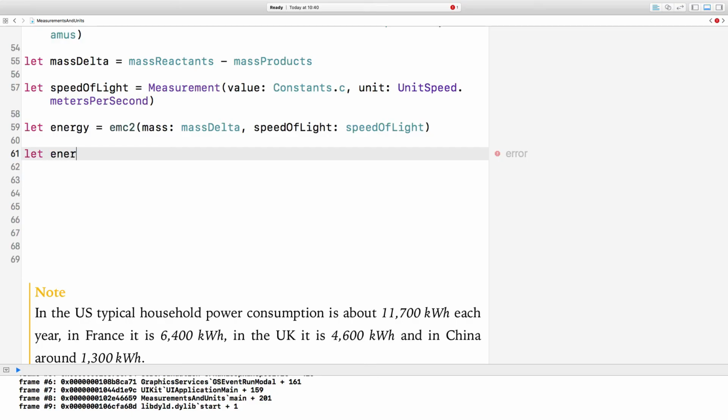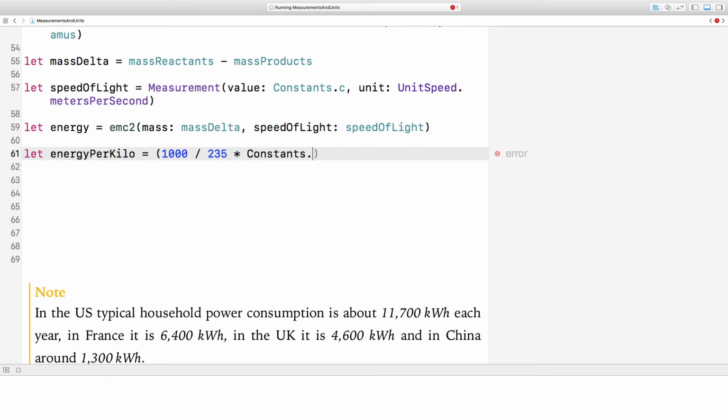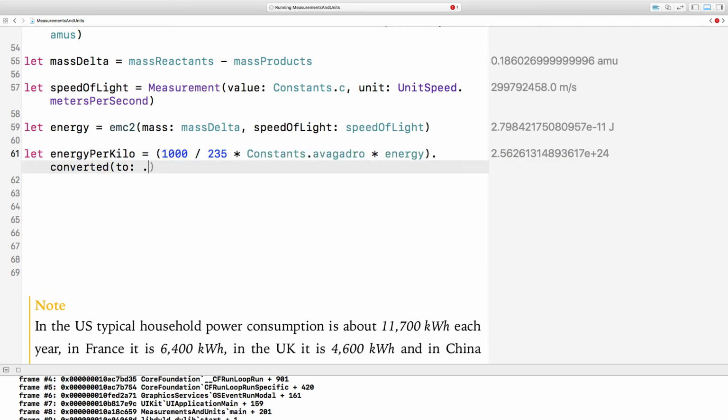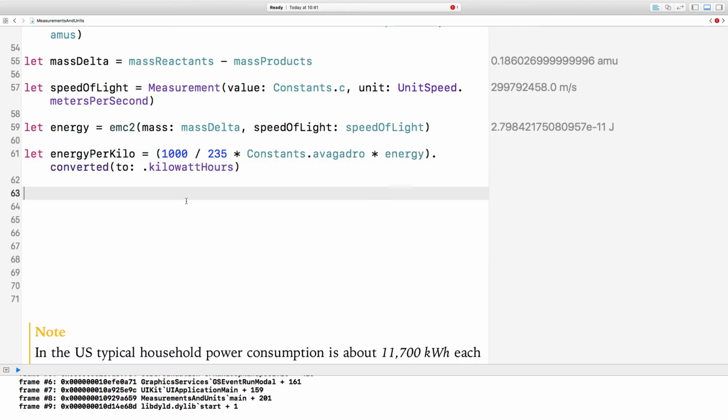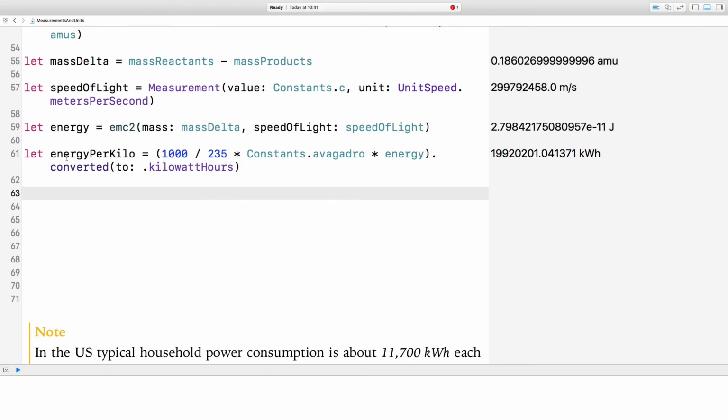It would be far more meaningful to work out how much energy would be released by a kilogram of uranium, like a bag of sugar. To do that, I need to know how many U-235 nuclei fit inside a kilogram. To calculate the energy in a kilo of U-235 in this manner, you first of all need to know how many atoms of U-235 there are in a kilogram. There are 1,000 grams in a kilogram, and there are 235 grams in a mole of uranium-235. Avogadro's number tells you how many atoms there are in a mole, and then each of those has a particular energy. That gives us an overall energy for the kilogram, and I'm just going to convert that into kilowatt hours to give us a more meaningful result. And you can see here that it's about 20 million kilowatt hours.